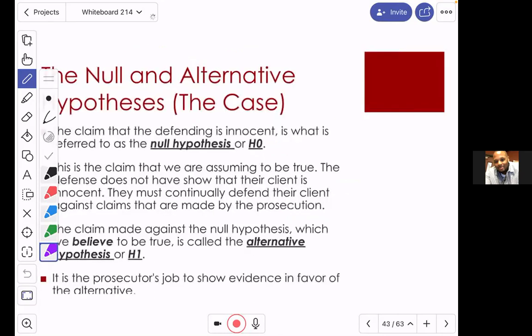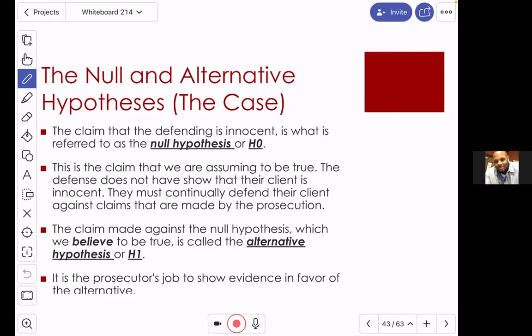So a hypothesis test is basically very similar to a court case. That's how we're going to build this. Because in a court case, here's what happens. When you go to trial, there's a claim being made. Everybody got that? There's a claim being made.